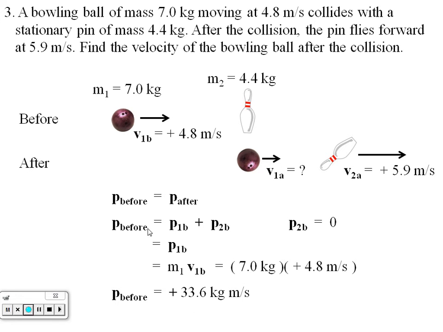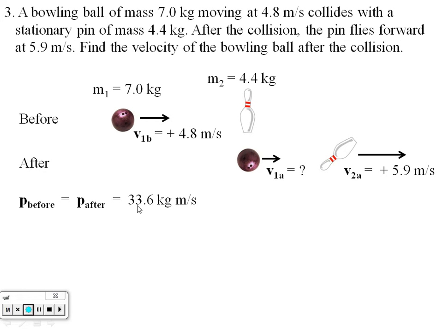And I know that p before is equal to p after, right? So I know that the momentum after is equal to 33.6. Well, the momentum after is contained in both the ball and the pin because both of them are moving. Now, I can find the momentum of the pin because I know its mass and I know its velocity. So I'll do that.